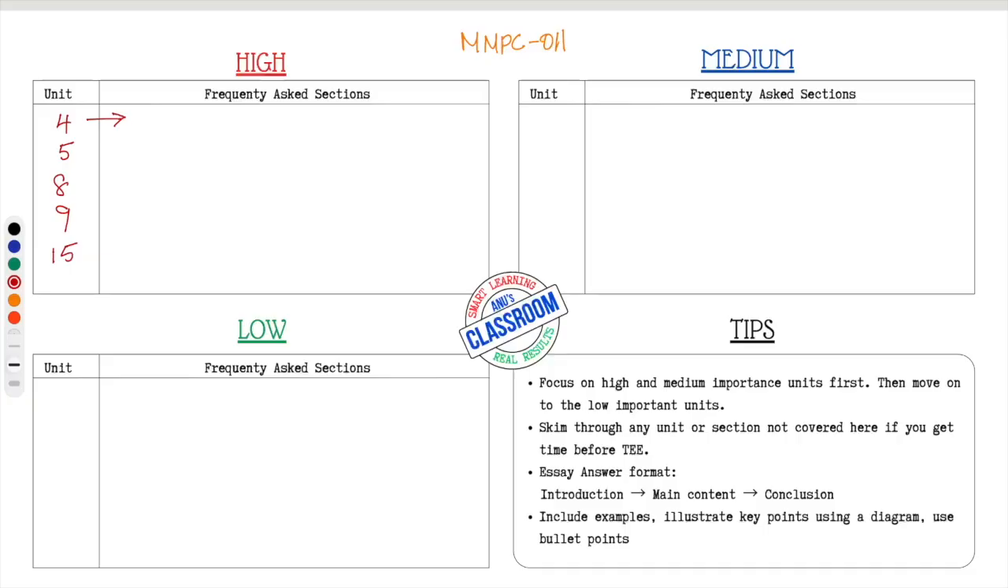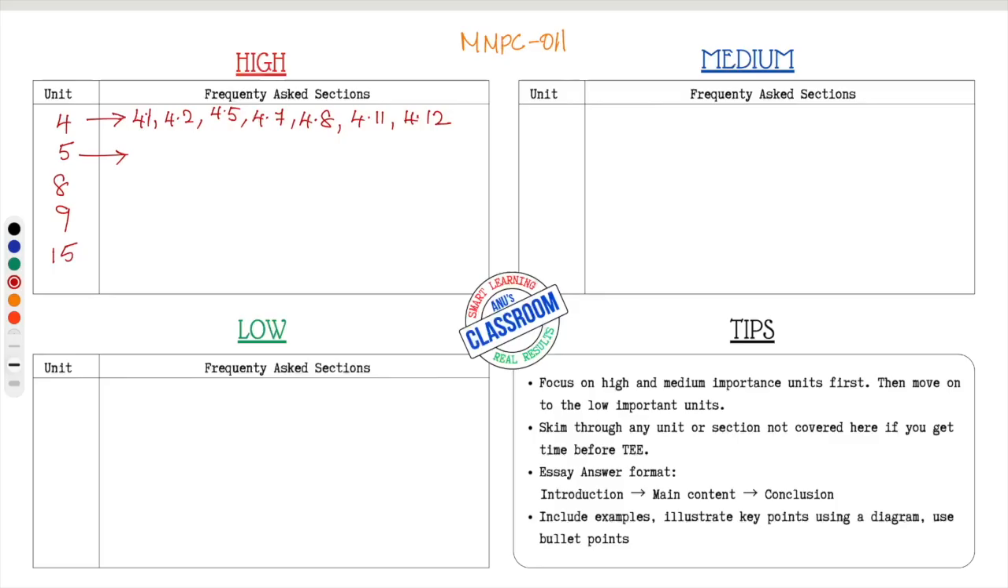Unit 4, I can say 4.1, 4.2, 4.5, 4.7, 4.8, and yeah, 4.11 and 4.12 you can consider as very important. So study all these first before studying all the other sections of Unit 4.